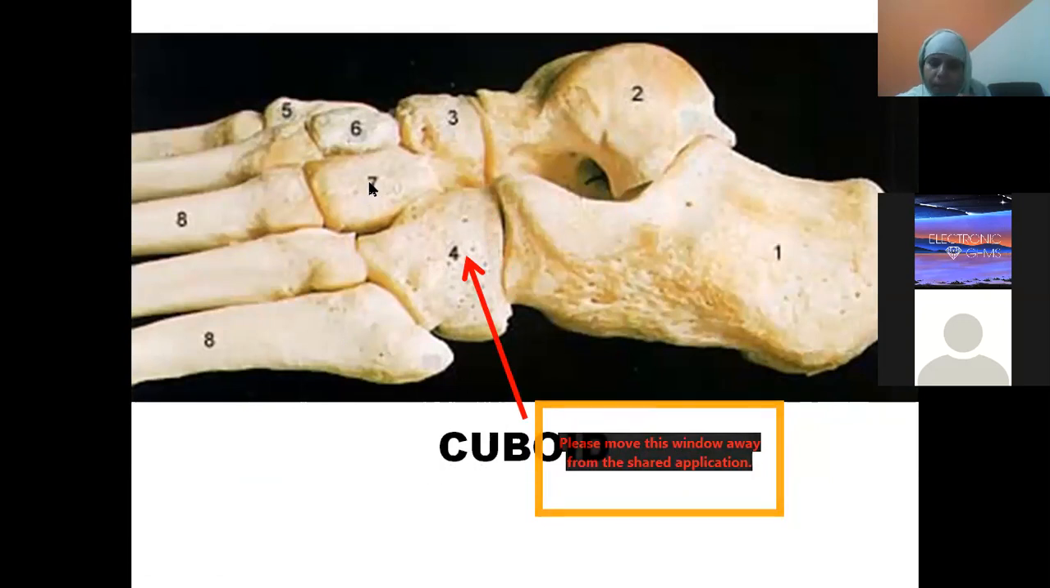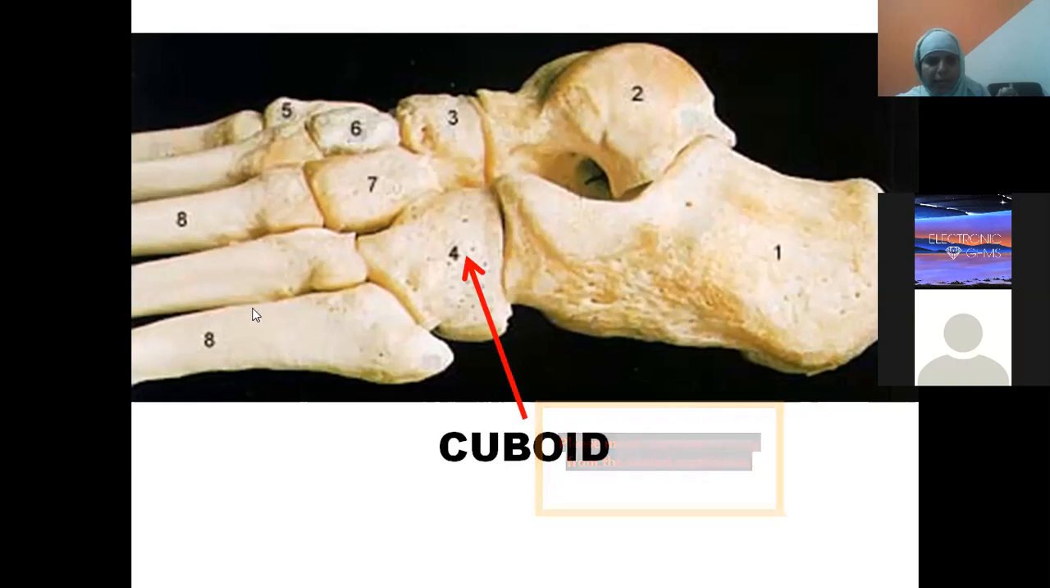Ma'am, this is the left foot? Yes, this is the left foot, beta. This is the little toe. Then we have the other toes. So these are the 3 cuneiforms.